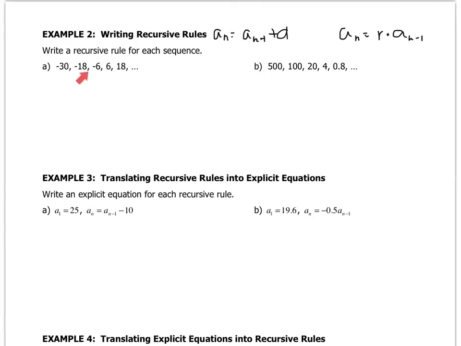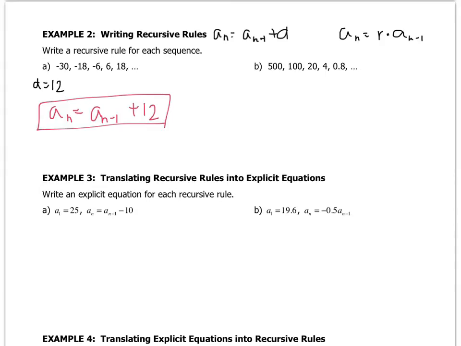So you should be able to look at this and say the common difference is 12. So I'll write that down, d equals 12. And that's all you really need to write the rule. So a sub n equals a sub n minus 1 plus 12. Done. And that's a recursive rule.